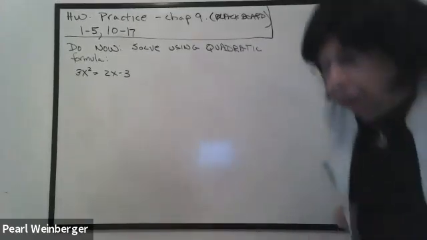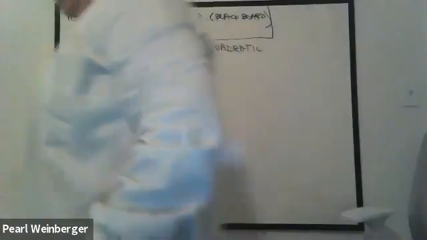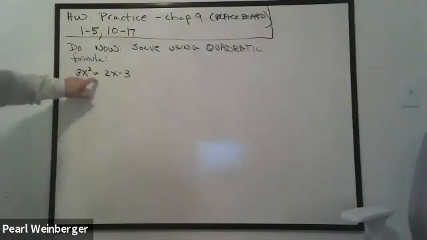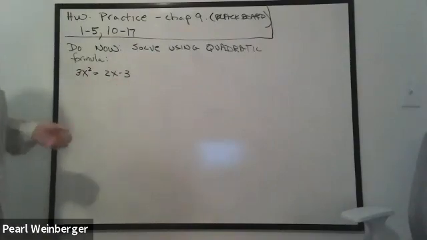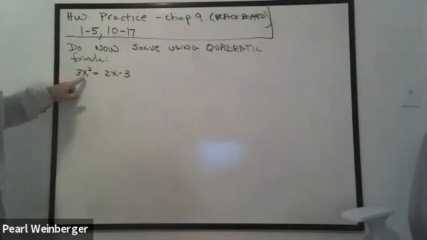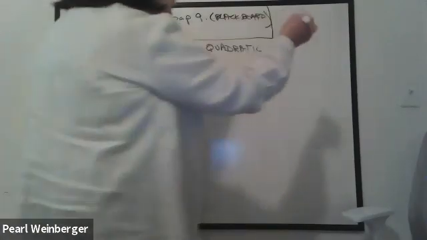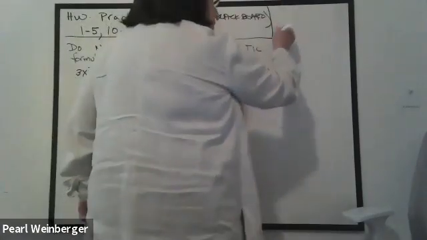Okay, so we want to solve the quadratic equation 3x squared equals 2x minus 3. We know it's a quadratic equation because we have an x squared. And I told you to use the quadratic formula, which if you recall is, here's my quadratic formula, I'm going to write it over here.